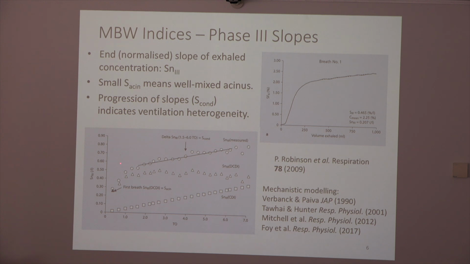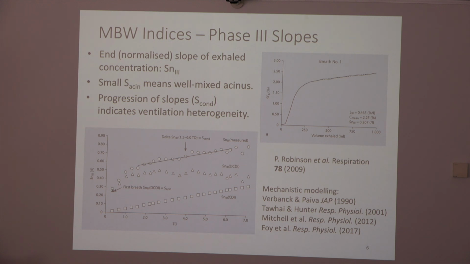One particular measure called S-cond is essentially the slope of the slopes, how the slope increases with each breath. And another measure: if you take that linear slope, put it through the origin and subtract it from the original ones, the other index often used is S-acin, which is the first breath slope. The idea is that there are two different mechanisms involved here. So S-cond is meant to be the conducting airway asymmetry.